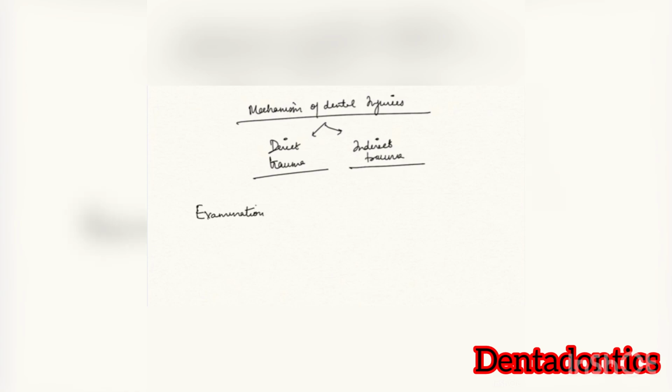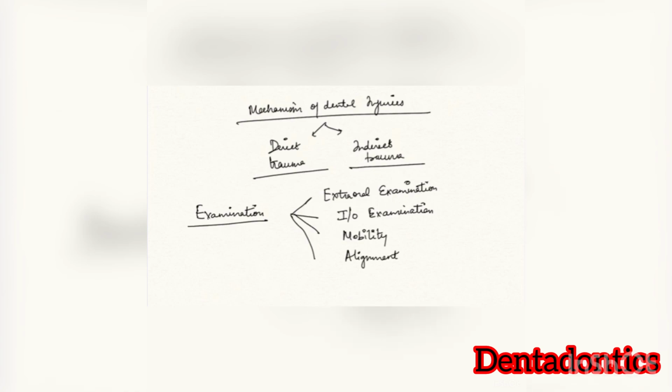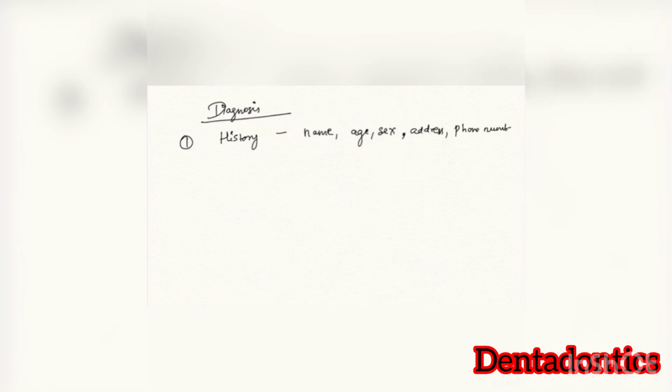Now coming to the examination in case of traumatic or dental injuries, it can be done in 4 phases. Like first, the extraoral examination will be done, then the intraoral examination will be done, and then the mobility of the bone and the tooth will be checked, and then the alignment of the jaw and the teeth. Now coming to the diagnosis part, the diagnosis should be done step by step. First, the history should be taken. Before starting the treatment, the patient name, age, sex, address and telephone number should be mentioned. It is mandatory before starting any kind of treatment.